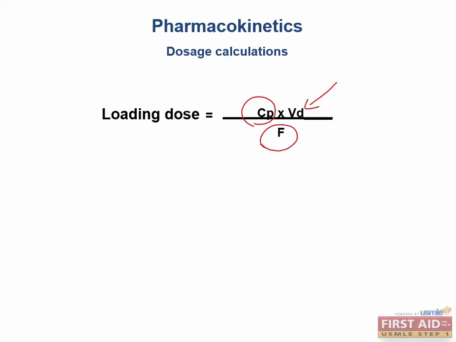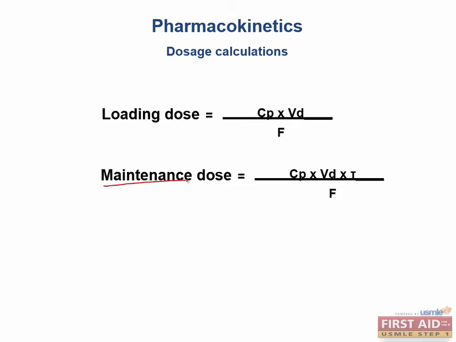Why are we dividing by bioavailability? Well, not all drugs enter the plasma at the same dose we gave them. Everything taken orally or PO must first pass by the liver, and we might lose some of the drug to the hepatic first pass metabolism.